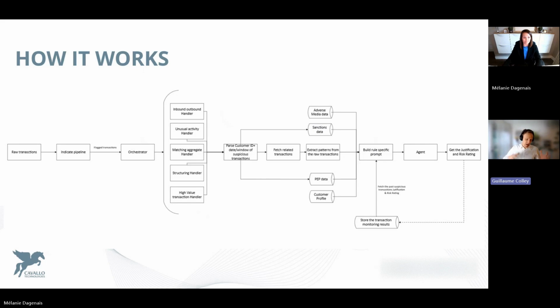So I'm not going to spend too much time on the diagram, but as Melanie said, really the agent knows about the different alerts. In this particular case, we've implemented 5 different alert types. It gathers the data, gathers the metrics, really builds the narrative, and then classifies into low, medium, high risk.